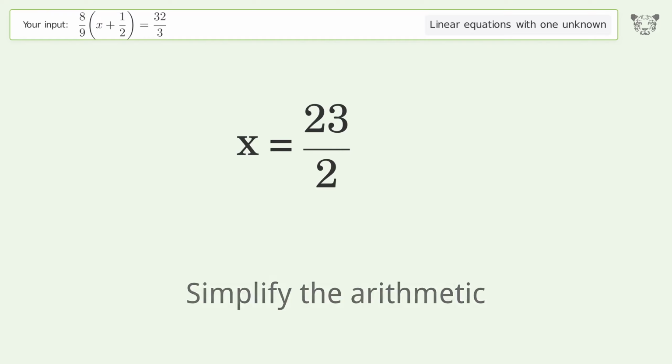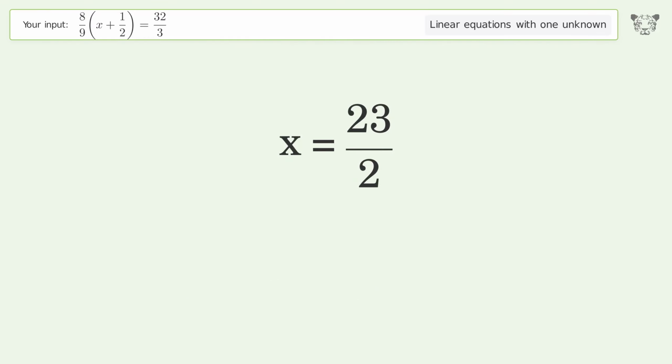And so the final result is x equals 23/2.